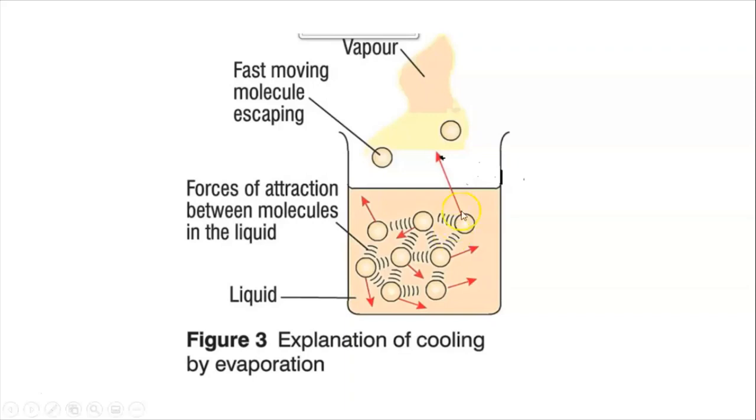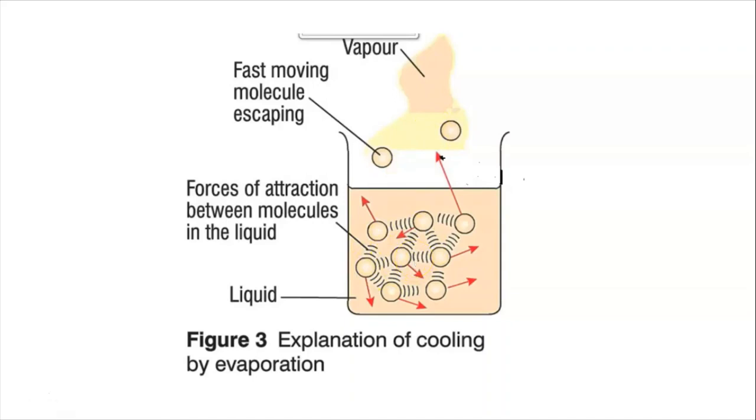Also, notice that some of the particles near the surface, like this one, are moving so fast that they get enough energy to actually break through the surface of the liquid and become a gas. That is the process of evaporation. So now let's think about how this works with evaporative cooling. As evaporation is occurring, only the fastest particles are leaving the liquid, meaning that the slower ones are left behind.